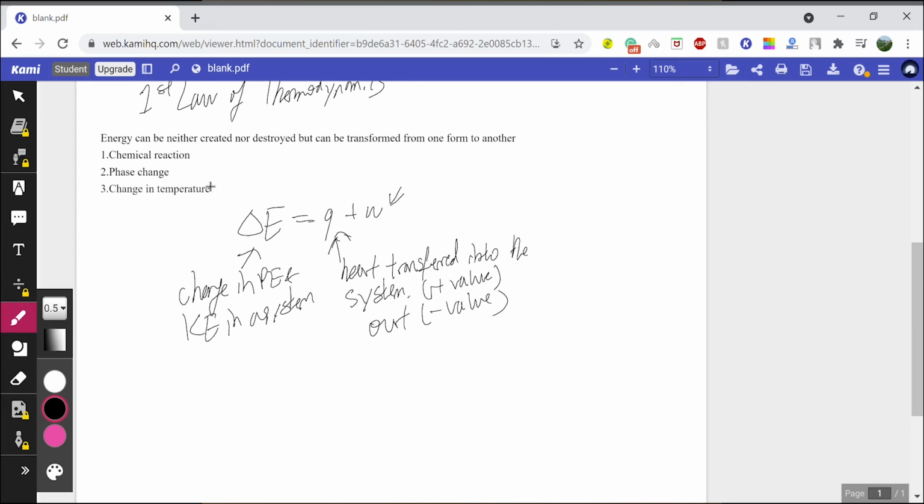Now, W is work done on the system or done on the surroundings. Now, if it's done on the system, it will be a positive value. If it's done on the surroundings, it will be a negative value. This is because if it's positive, energy goes into the system, and if it's negative, energy goes out of the system, which is into the surroundings.